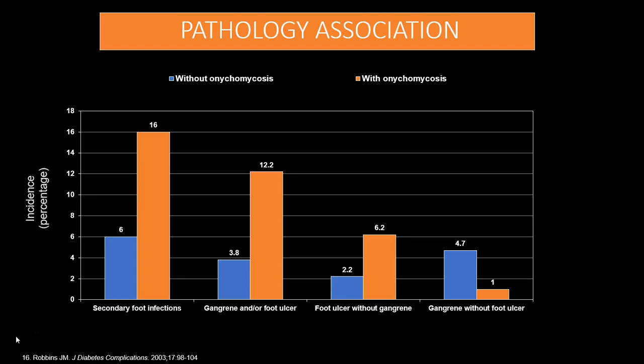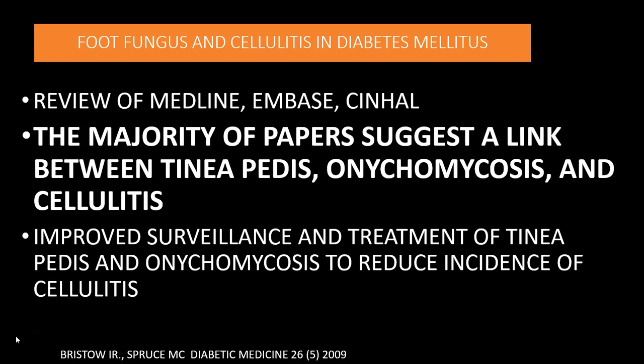Perhaps one of the most important studies was that of Jeffrey Robbins, published 13 years ago, looking at the increased incidence of onychomycosis in patients with foot infection, patients with gangrene, and patients with foot ulceration without gangrene. So onychomycosis is not a minor issue in the at-risk patient and really needs to be assessed and treated.